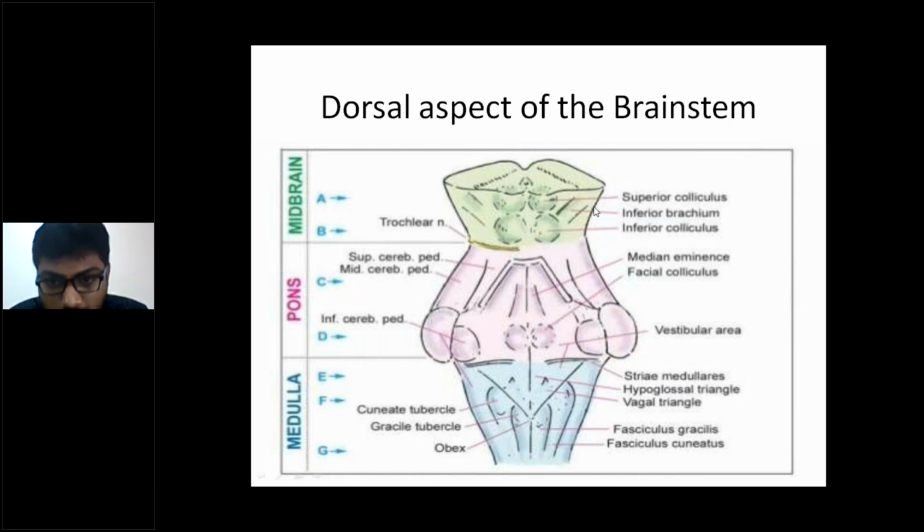Transverse section at the level of superior colliculus, at the level of inferior colliculus. See, if you take transverse section, at the level of superior colliculus, you will have the third cranial nerve. At the level of inferior colliculus, you will have the fourth cranial nerve, right?